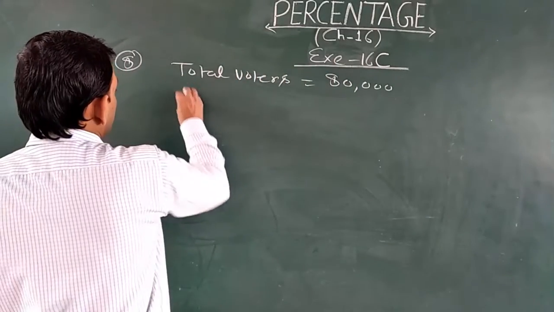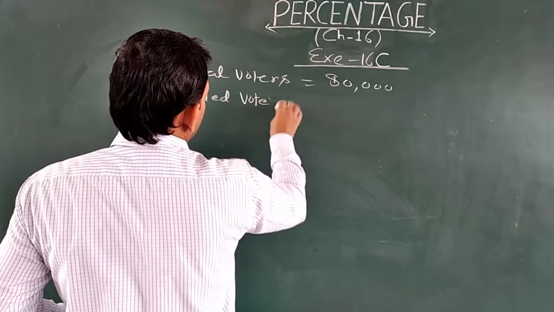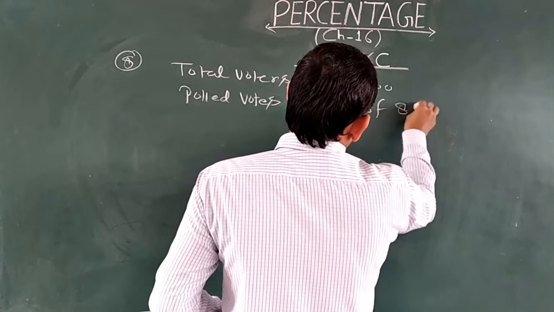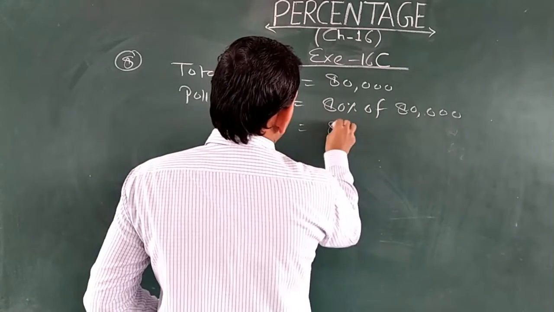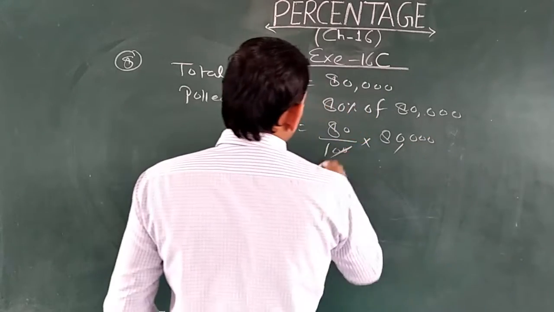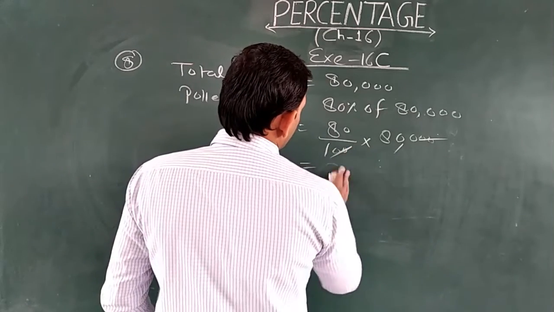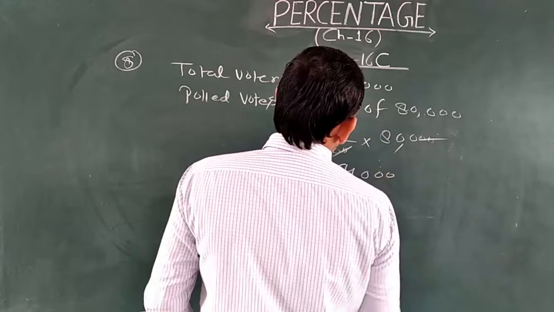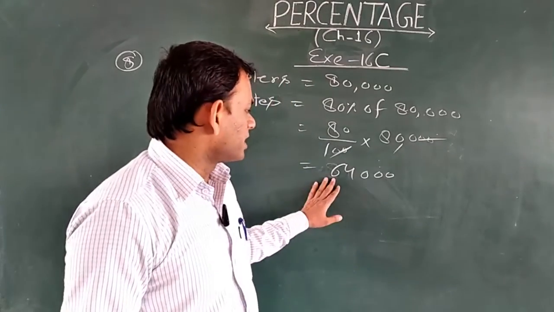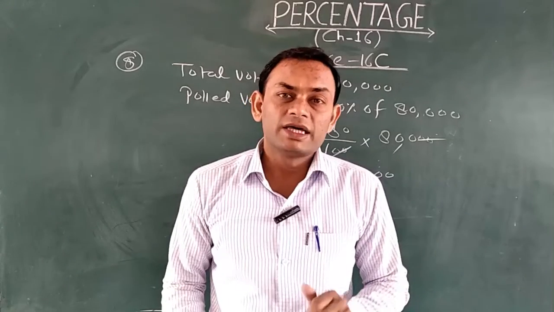So polled votes is equal to 80% of 80,000. So it will be 80 upon 100 into 80,000. 100 will be cut, and it will be 64,000. Means 64,000 people cast their vote. Okay, and out of 64,000, 60% votes were got by the A candidate.